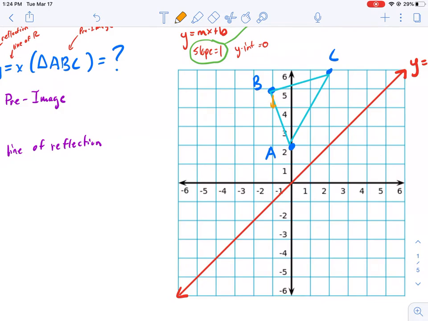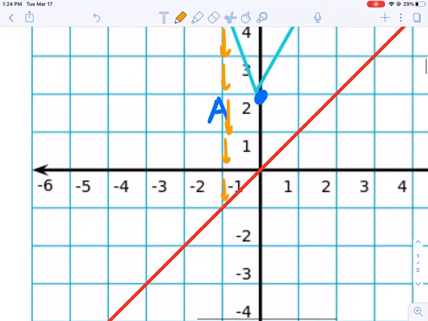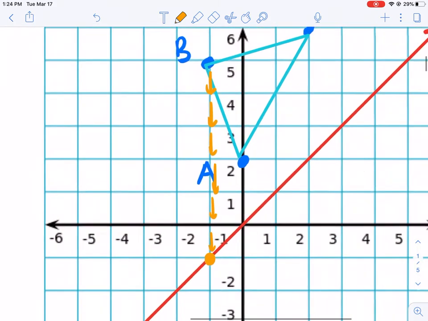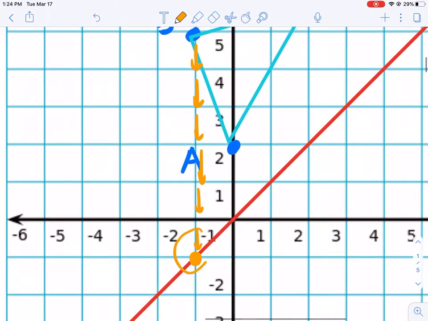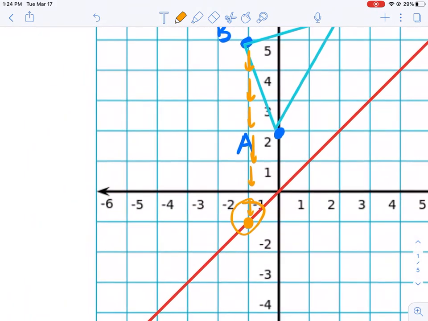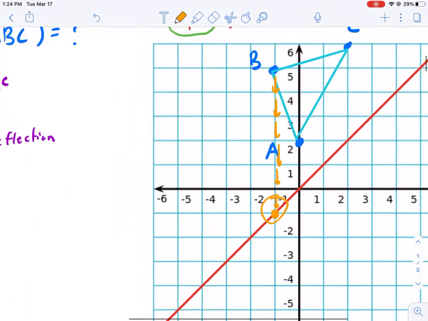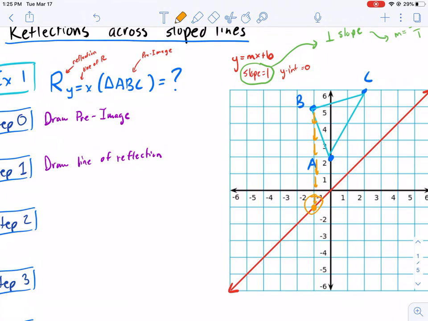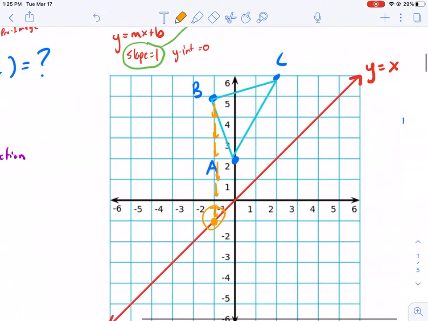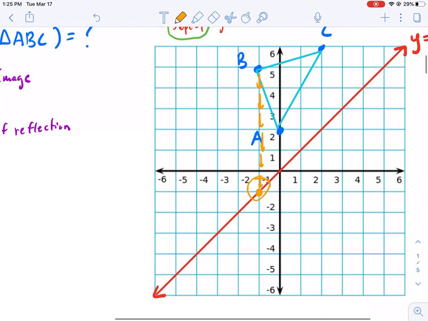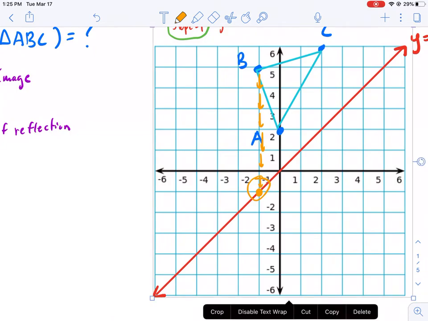In this case, let's go straight down. 1, 2, 3, 4, 5, 6. It's very important that you land on a point of intersection of both this vertical line drawn down from point B and the line of reflection. And we do. We see that we hit that point exactly, and negative 1, 1 is on the line y equals x. So that's very important.